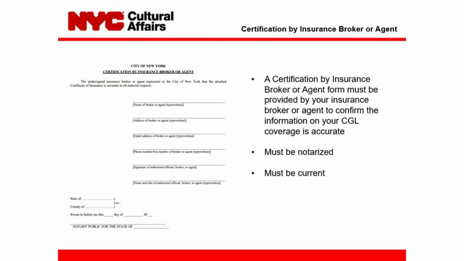Certification by agent, broker, or agent. You can find this form linked on page 6 under item 3 in the FY25 Initiative Funding Requirements document. A copy is also provided at the end of your grant agreement. A certification by insurance broker or agent form must be provided by your insurance broker or agent to confirm the information on your CGL coverage is accurate.